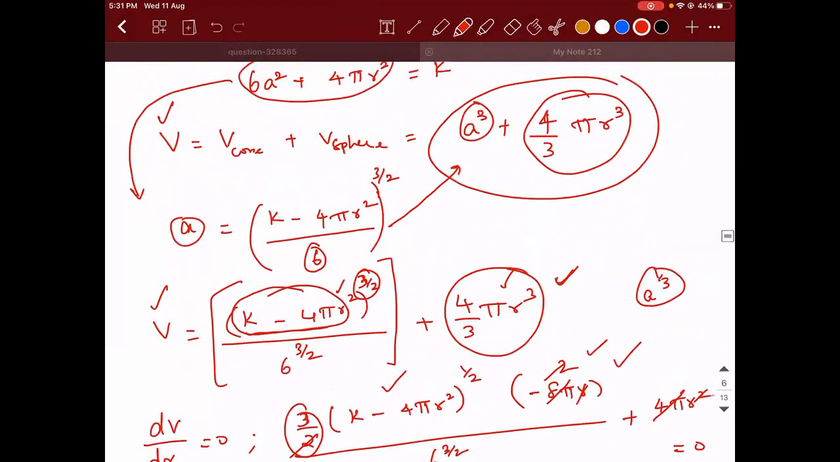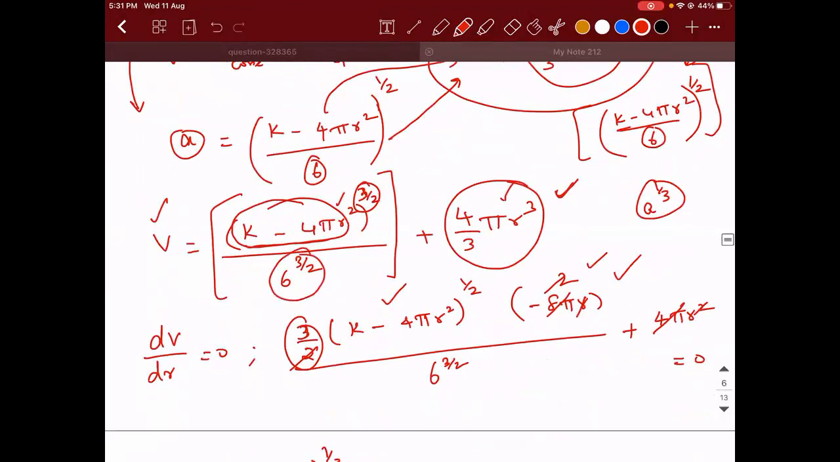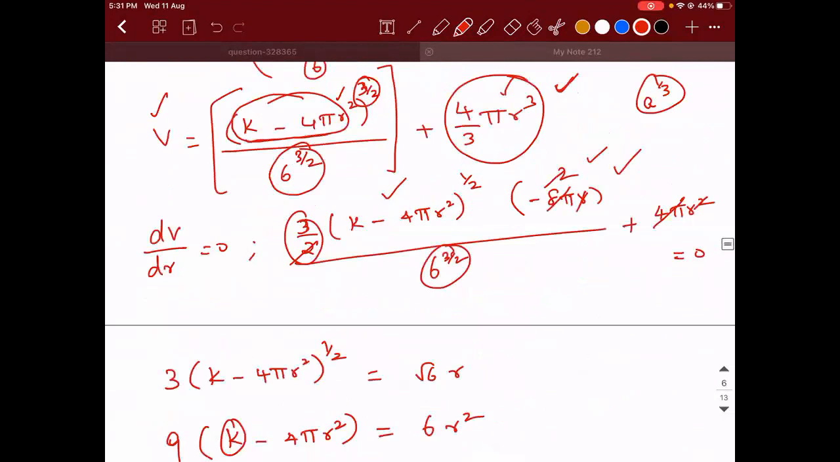See, what has happened is a is equal to this thing power half. When it is power half, I took this whole thing and substituted here. Then what will happen is (k minus 4 pi r square) by 6 power half, this whole thing is raised to the power 3. This and this will get multiplied, so that is why we got 3 by 2. So 6 will also be 6 power 3 by 2 only. It is there in the denominator. So I substituted this, but here it is 6 power 3 by 2. Now the answer will change.